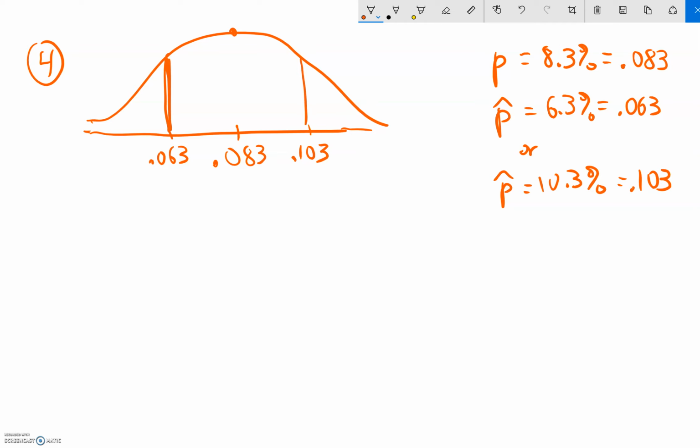Now, here's what I want you to look at. If I shade in between these values, then I'm saying I want to know the probability that this differs by less than 2%. This area in here is going to be that it differs by less than 2%, but we want it to differ by more than 2%, which is going to be this region out here and this region out here.